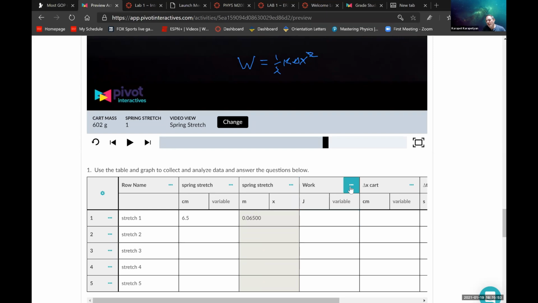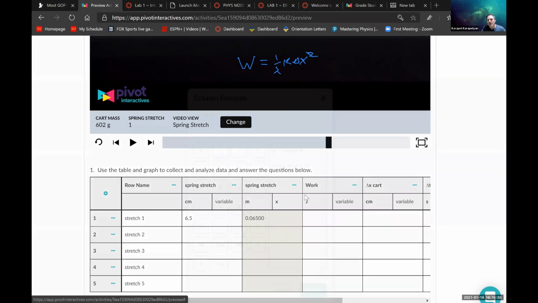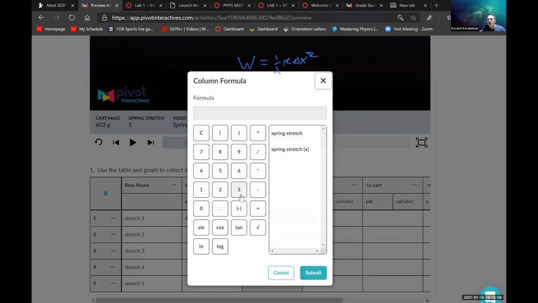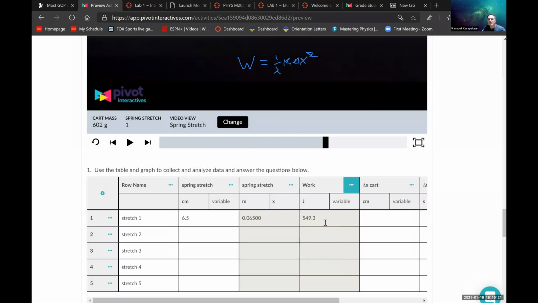Then come back for the work done. Here you can change the column formula. Remember, the formula is right here: 1/2 K times delta X squared. So you can say it's 1/2 times K, which was 26, given to you, times the spring stretch in meters, squared, like that. And if you submit, then you get the work done. All right, any questions? How you get the work done?